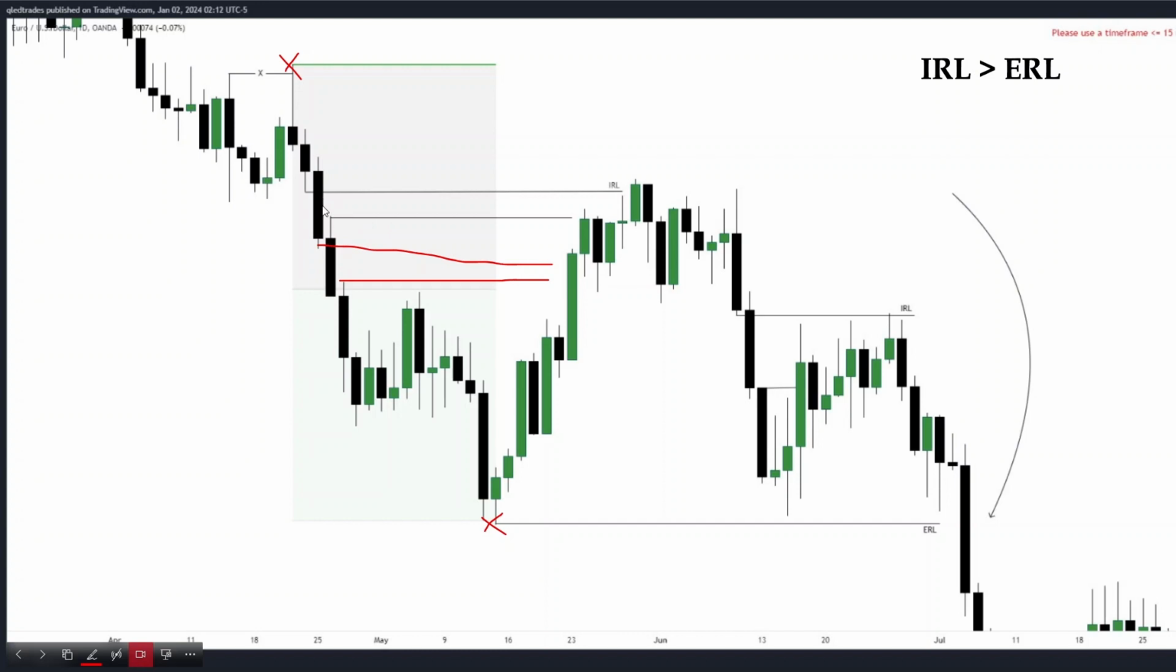In this case, we're looking for internal range liquidity fair value gaps. So look for fair value gaps, and wait for price to respect those fair value gaps and then trade after price respects the fair value gap. So we don't try to anticipate a reversal once price just gets to this fair value gap. We'll be waiting for it to respect it, then trade afterwards.